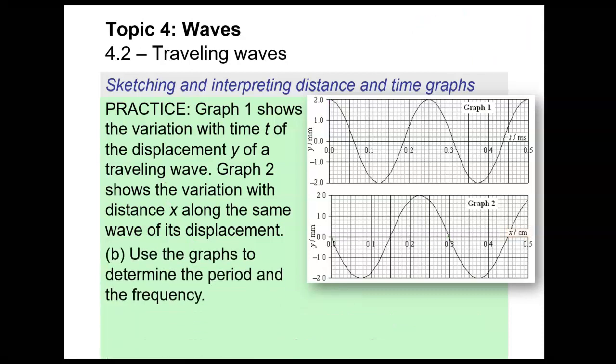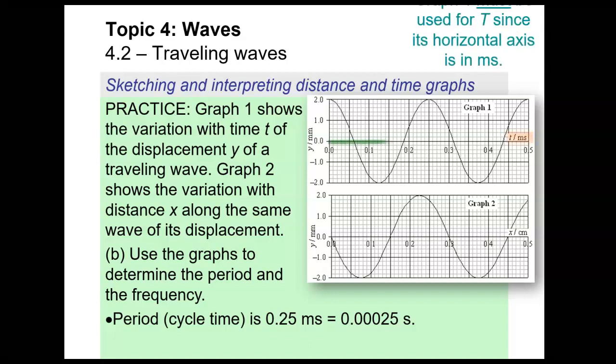Okay, use the graphs to determine the period and frequency. Again, try to do this one on your own, paying attention to the units. Okay, so hopefully you used graph number 1. Hopefully you noticed that graph number 1 is given to you in milliseconds. And so if you look at the graph, you can see that the period appears to be 0.25 milliseconds, which if you convert to seconds, you divide by 1,000, you get 0.00025 seconds. And then frequency is just 1 divided by that. Okay, so always put your units on these answers.